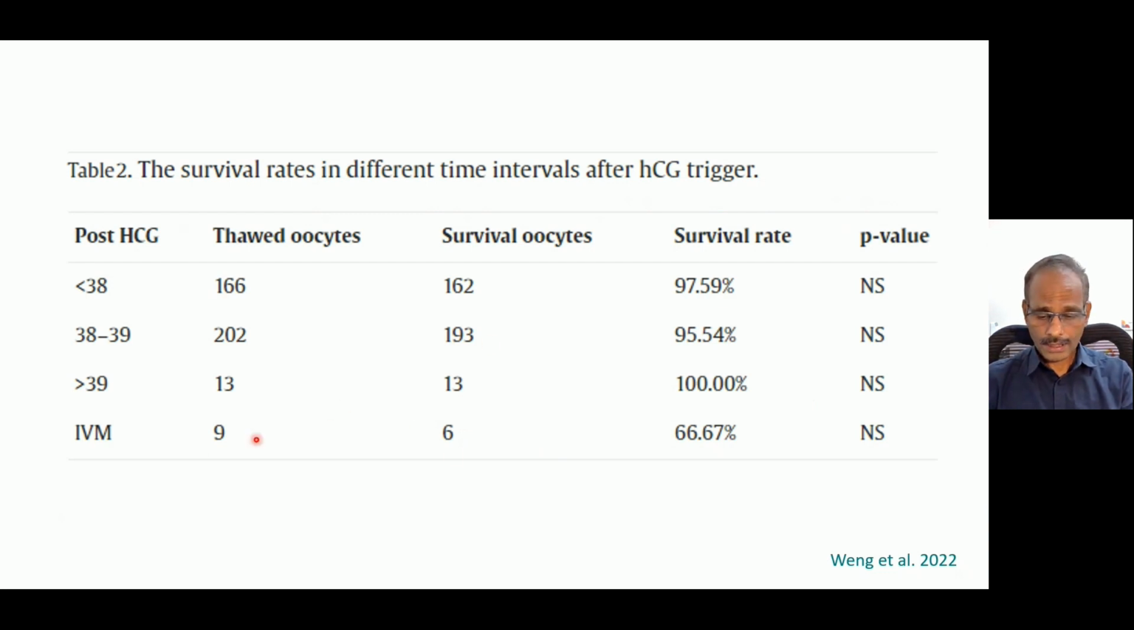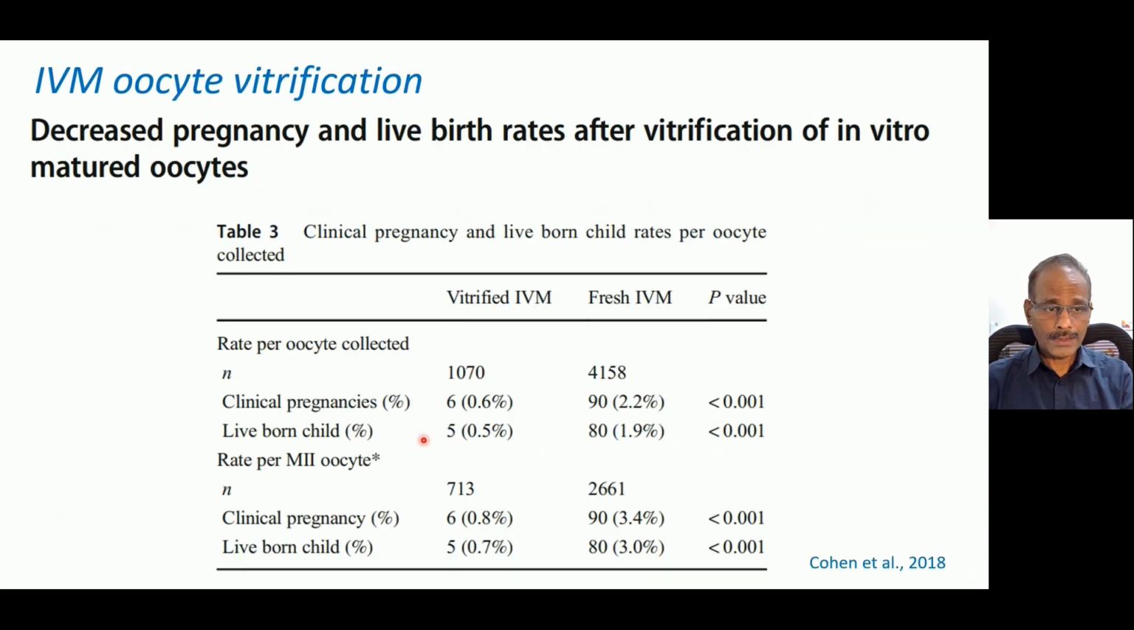But it's important to know that the IVM oocytes are more vulnerable because they experience in vitro exposure, and they are more vulnerable to cryopreservation and thawing, which is again clearly shown here. This is a study which compared the vitrification and warming of IVM oocytes and fresh oocytes. And as you see, between fresh IVM oocytes and vitrified IVM oocytes, you can see a significant difference with respect to clinical pregnancy and live birth.